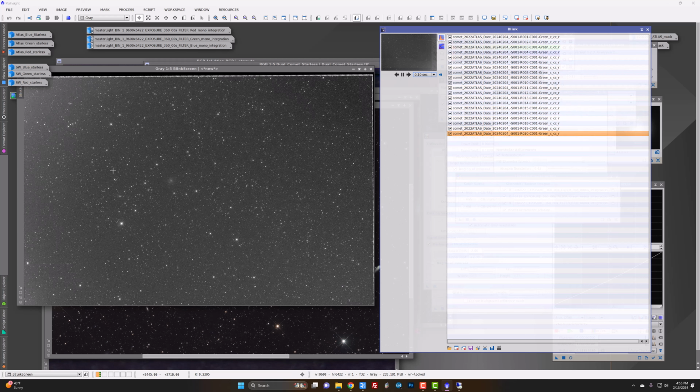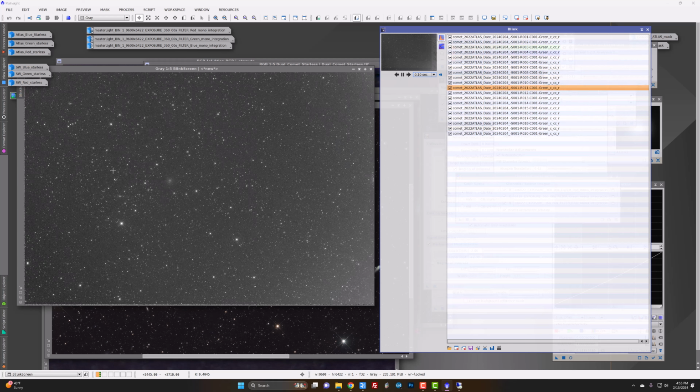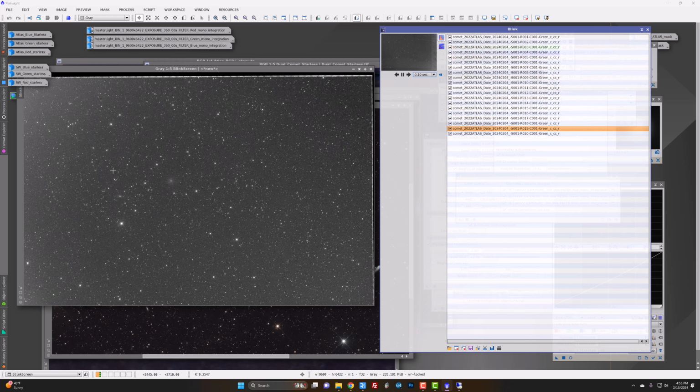Why the gradient on the left and the right? What is that about? Well, there's a couple of things. This is a wide field of view image. I was using an astrograph that gives me a field of view that is 4 degrees on the longest dimension, and a little less, obviously, in the other dimension.